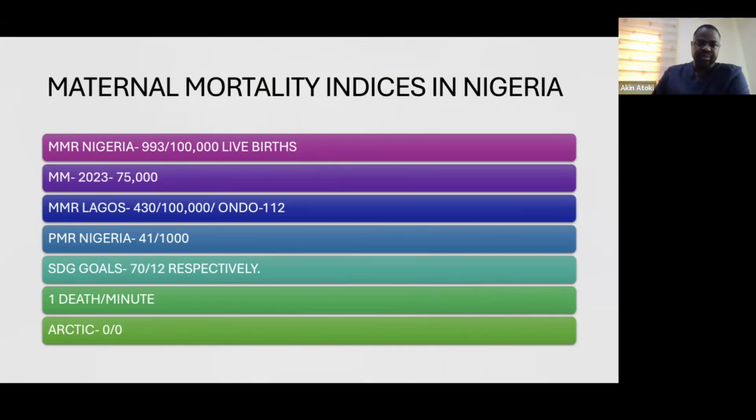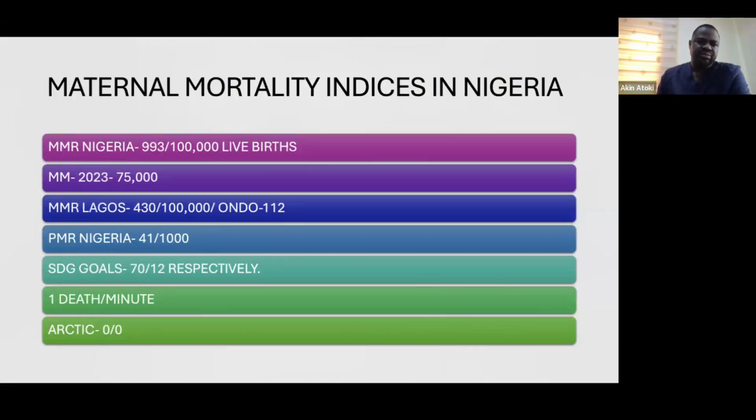The value that we have up till now is that of 2023. No recent statistics have come up since then. It has been difficult doing research for so many reasons. Our vital registration system is a problem in the country. So we still quote values as far back as 3 years ago. And as at that time, the number of maternal deaths in the country was stated to be about 75,000 out of about 550,000 that happened in that year.